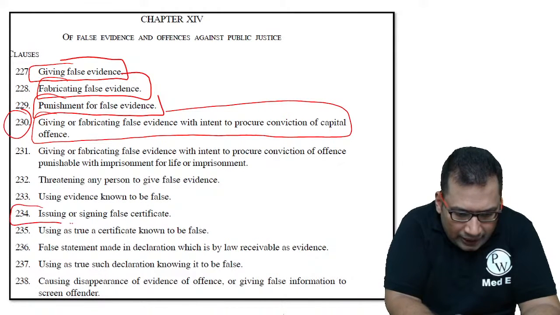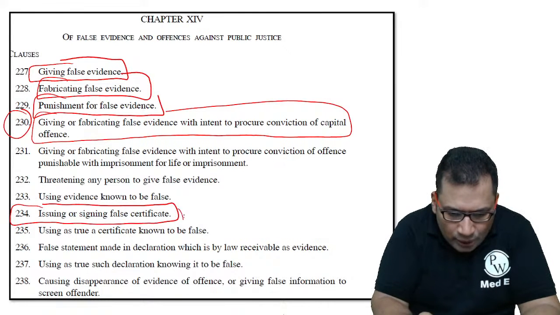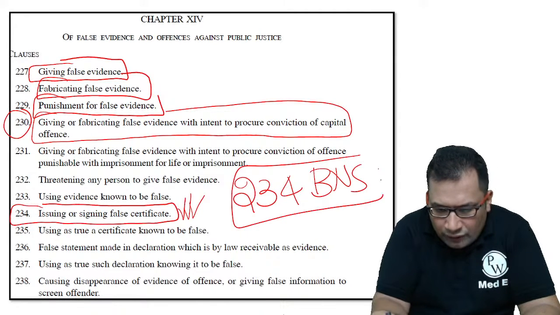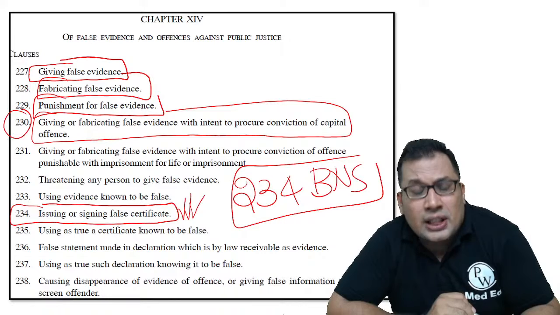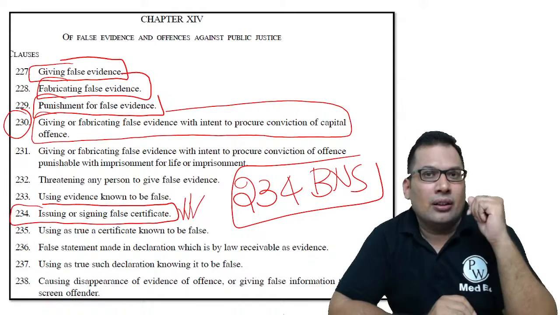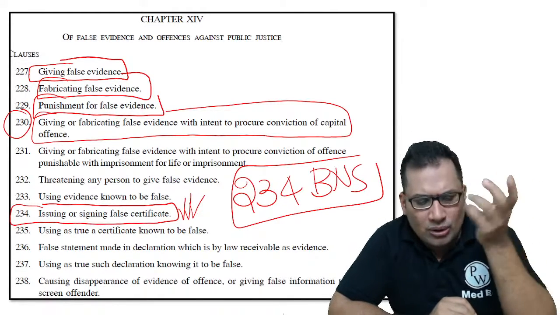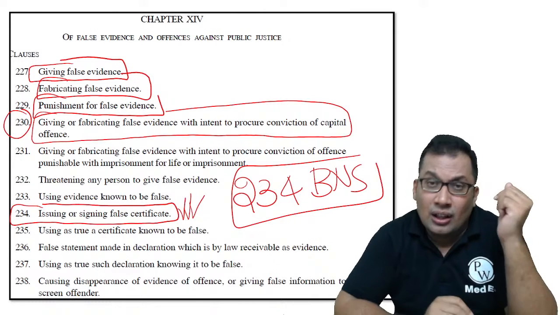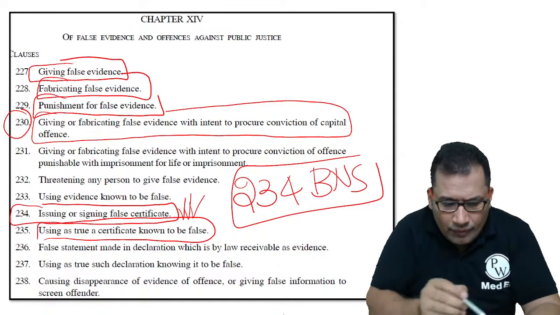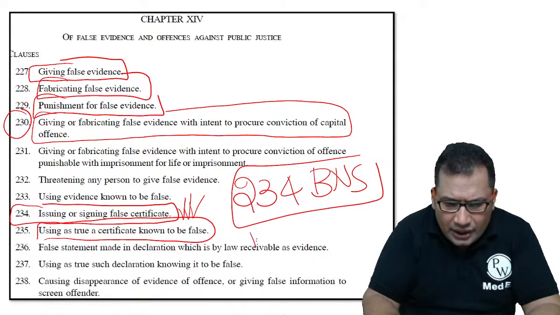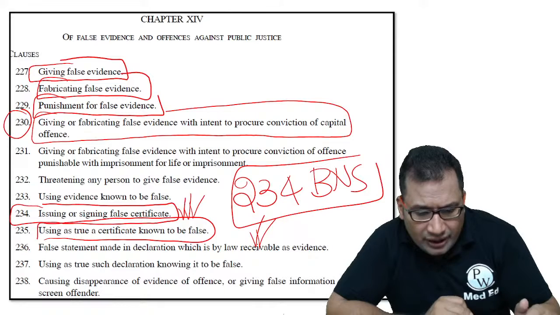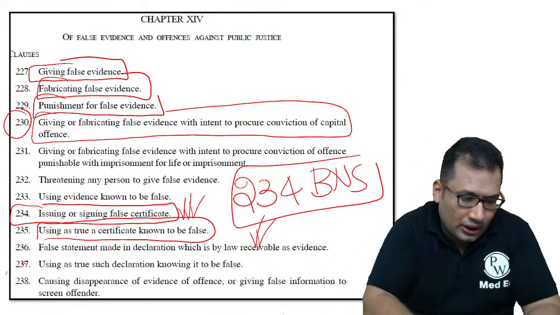Now, from the medical point of view, this is an important section: 234 BNS. What is 234 BNS? Issuing or signing a false certificate, for example a false death certificate, sickness certificate, disability certificate, or postmortem report. All this comes under false certificate. Or using a true certificate known to be false, that is 235. So all this related to false evidence, offenses against public justice, starts from 227 up to 238.